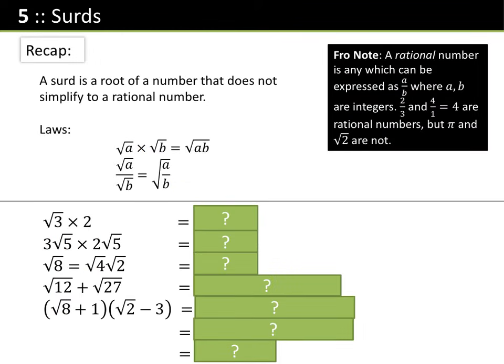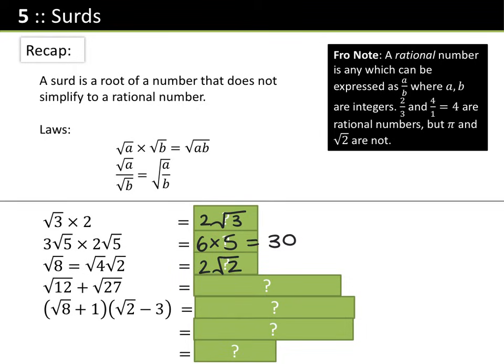Okay, moving on. Surds, nice and easy, okay? It should take you a few minutes. This is a recap. So, very quickly, root 12 is 2 root 3. 3 root 5 times 2 root 5: 3 times 2 is 6, root 5 times root 5 is 5, so that's 6 times 5, which is 30. Root 8 equals root 4 root 2. Root 4 is 2, so it's 2 root 2.